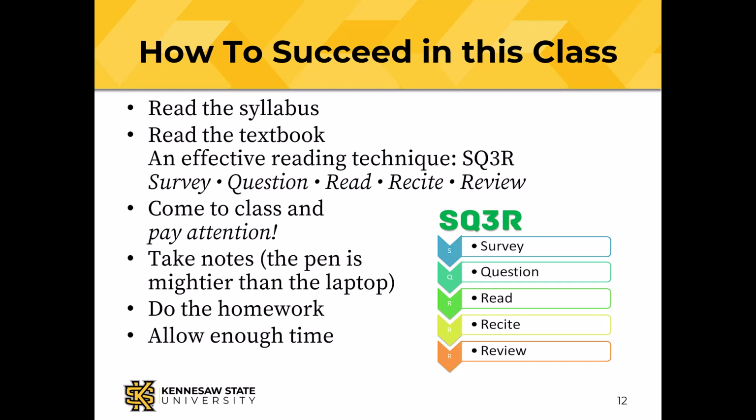SQ3R. Survey: skim the assigned readings, look at the headings, look at the diagrams, and get an idea where the author is taking you. Question: try to turn the main ideas that you got from surveying the assigned reading into questions. Read: do what it says, and add more questions. Do not limit your questions to the initial survey. Recite: go back and answer the questions you set for yourself. Refer back to the book as necessary. And then review: work through the problems, any end of chapter questions, and any exercises there might be.